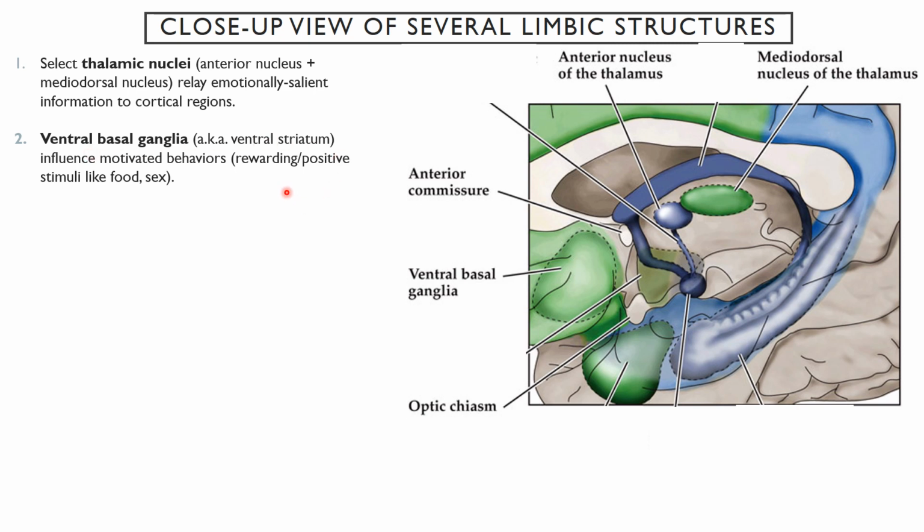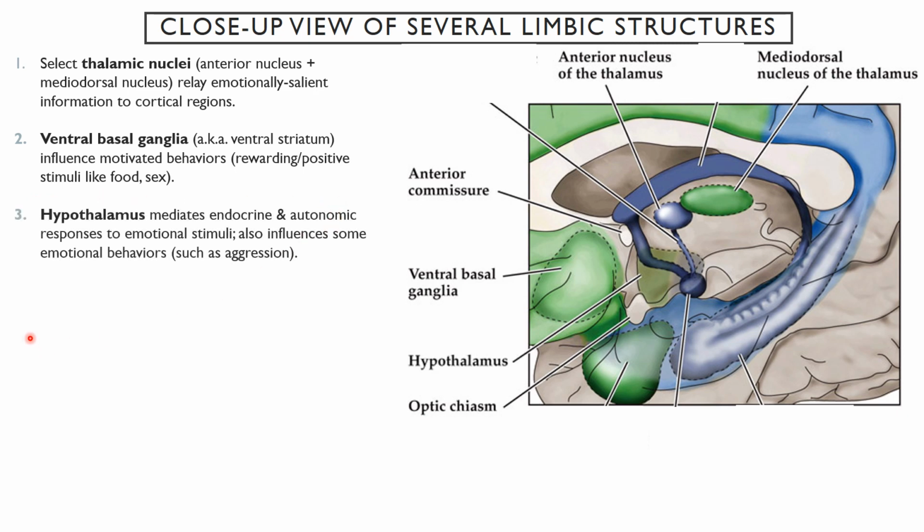They obviously are going to play some role in our overall emotional state, and particularly in rewarding the positive affective type of stimuli, giving us a positive, happy mood related to positive stimuli like food and sex. The hypothalamus features into this as well. We talked about this when we talked about stress, that it regulates the endocrine and autonomic responses to certain emotional stimuli, and will have an influence over emotional behaviors such as aggression, say via vasopressin.